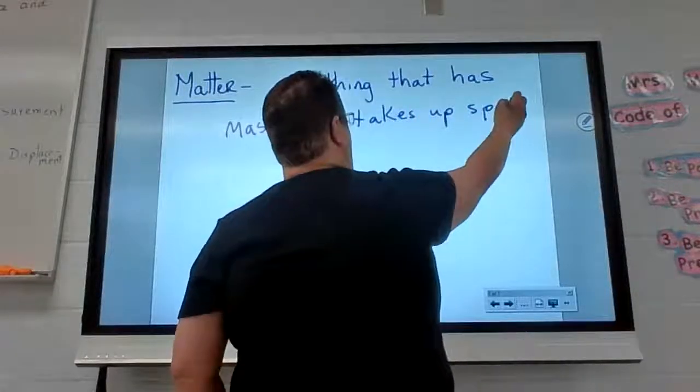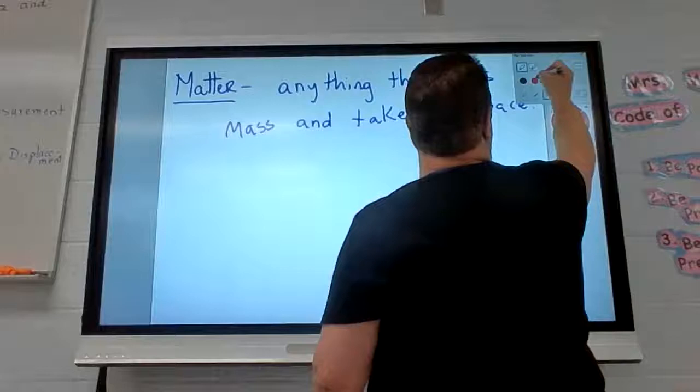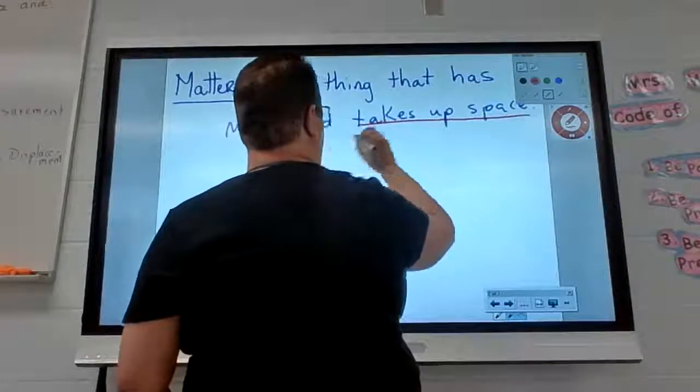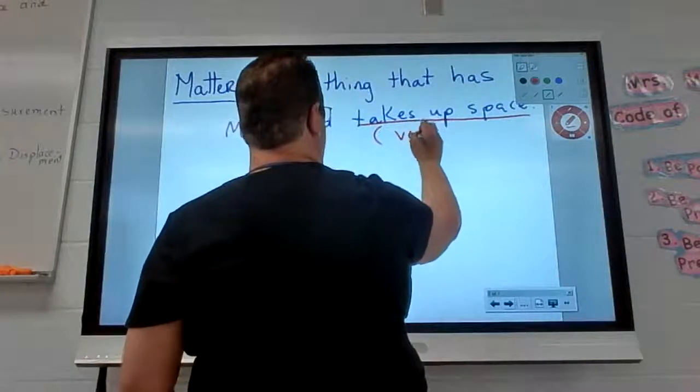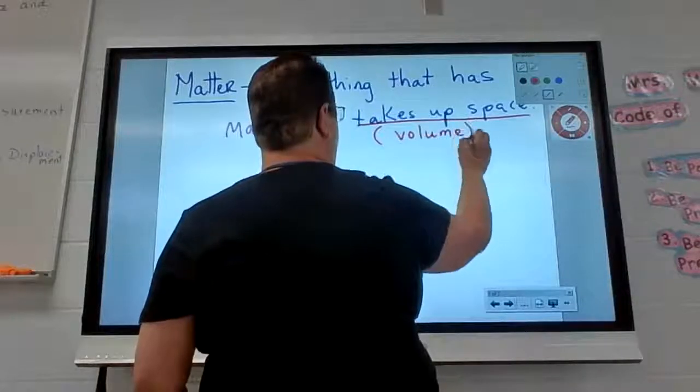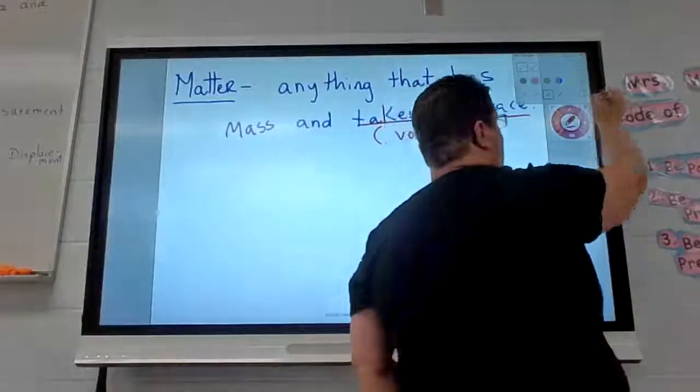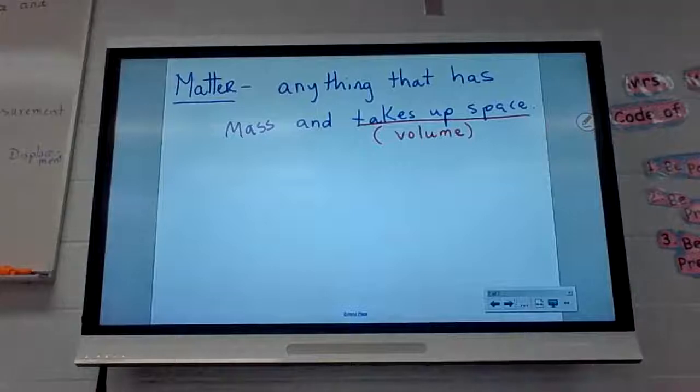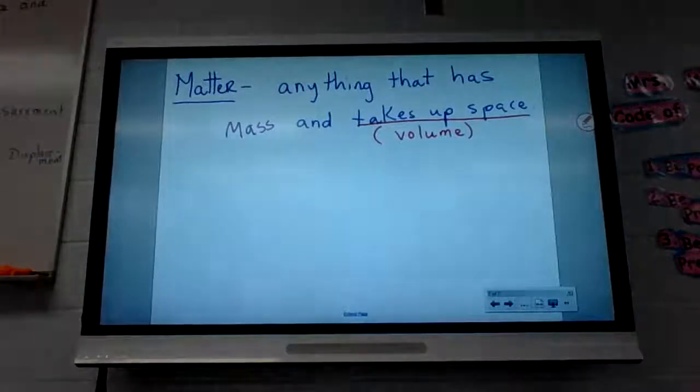Now, some teachers won't teach it as takes up space. Instead of saying takes up space, they will teach it as has mass and volume. It means the exact same thing, just depends on who you had and what definition they like better. I tend to teach it the way that Franco said: anything that has mass and takes up space. Some teachers prefer to say anything that has mass and volume. It just depends on which one you prefer. All right? The meanings are identical.